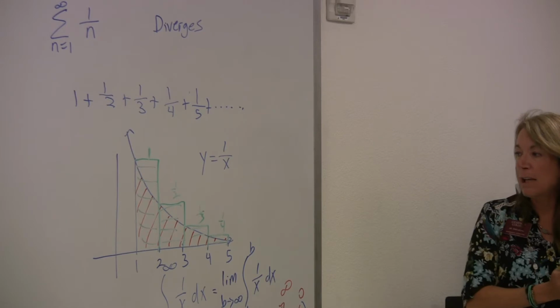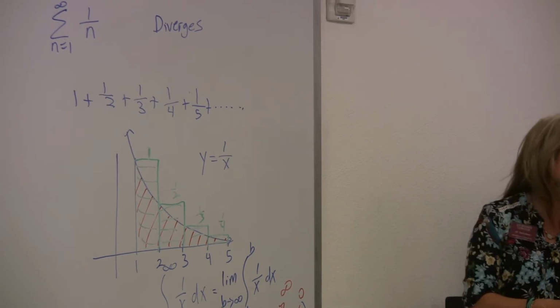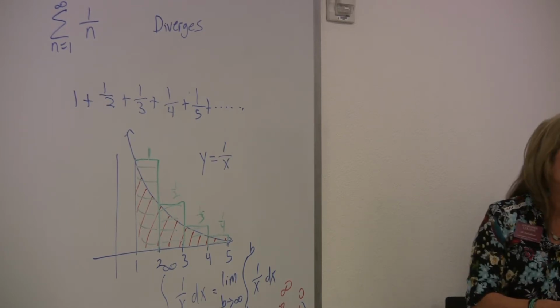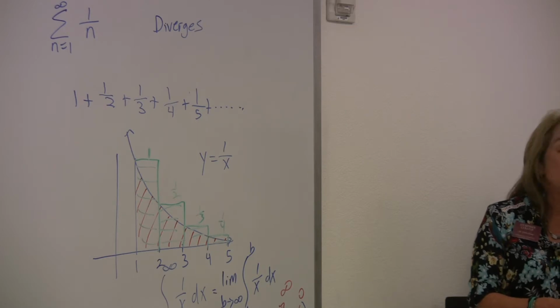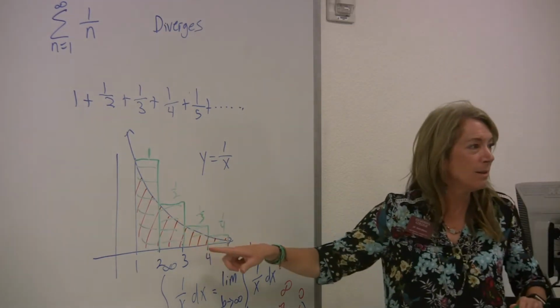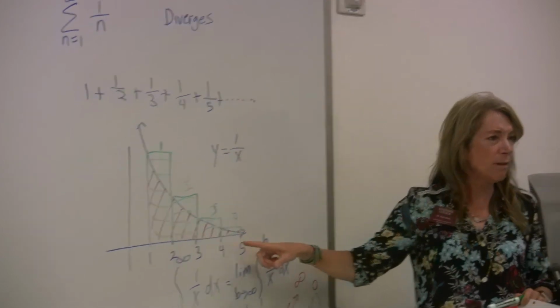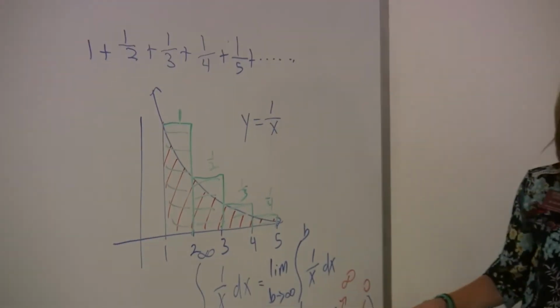Tell me about the green area compared to the red area. Bigger or smaller? Bigger, right? They're all a little bit bigger than the red one. So the green area is larger than the red one. What did we just say the red one does?